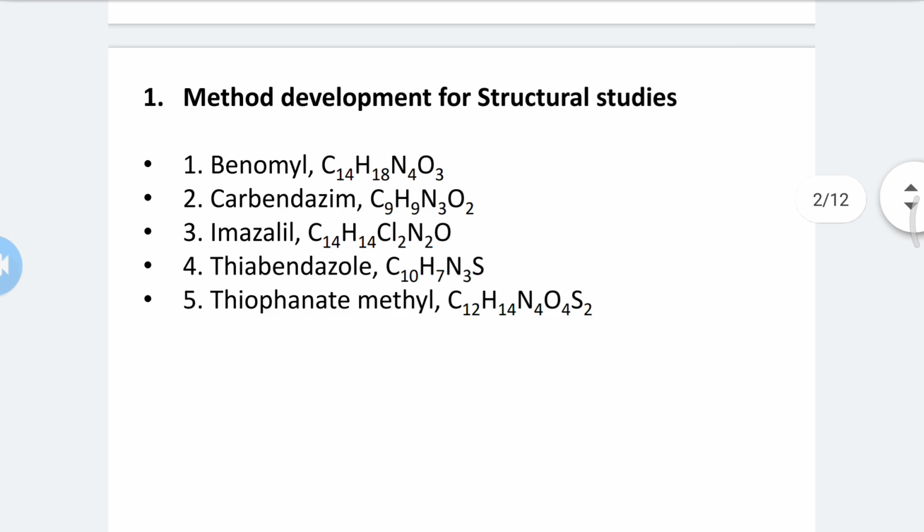is used for analysis of high molecular weight compounds. So ESI is used for low molecular weight compound determination and APCI is used for high molecular weight compounds. These two interfaces are used for method development for structural study.